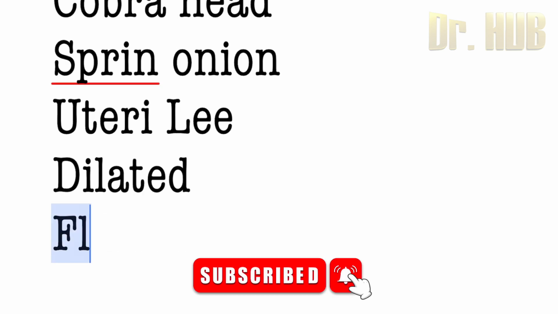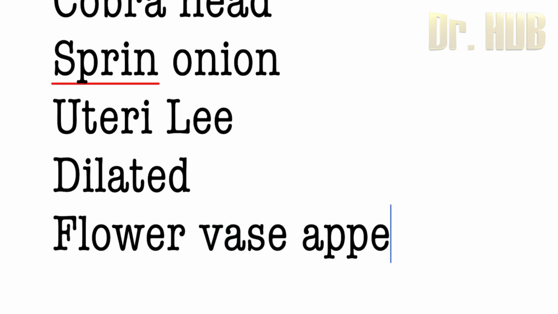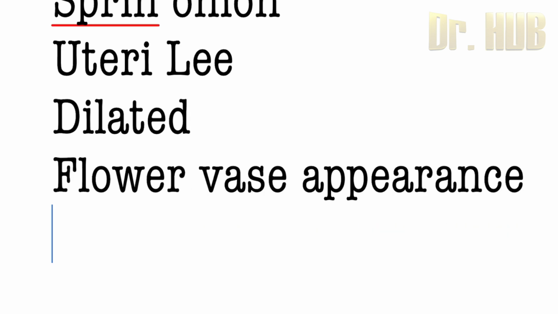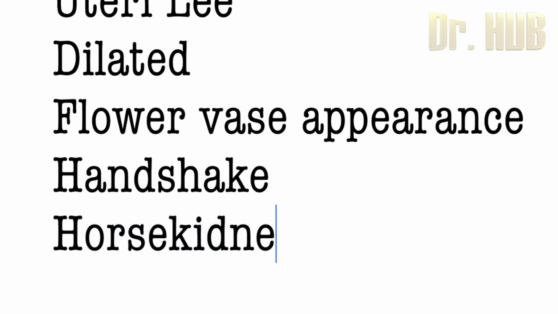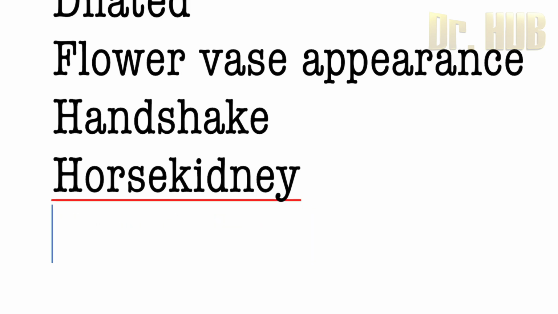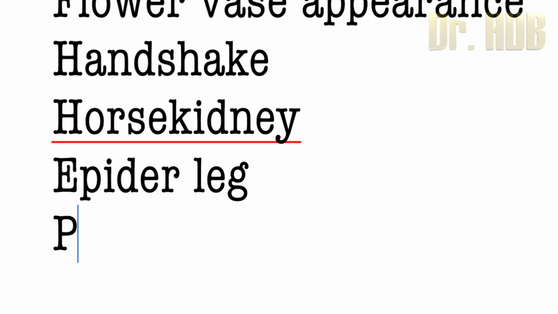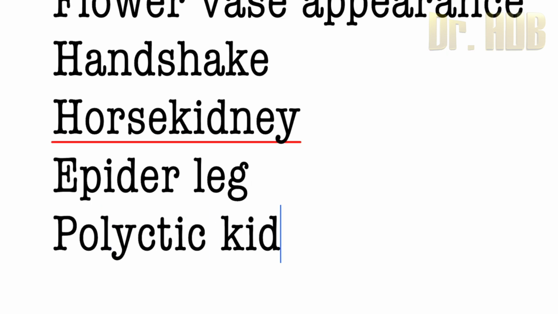Then is the flower vase appearance, also known as the joining hands or handshake appearance. It is seen in the horseshoe kidney. Next is the spider leg appearance. The spider leg is seen in case of polycystic kidney disease.